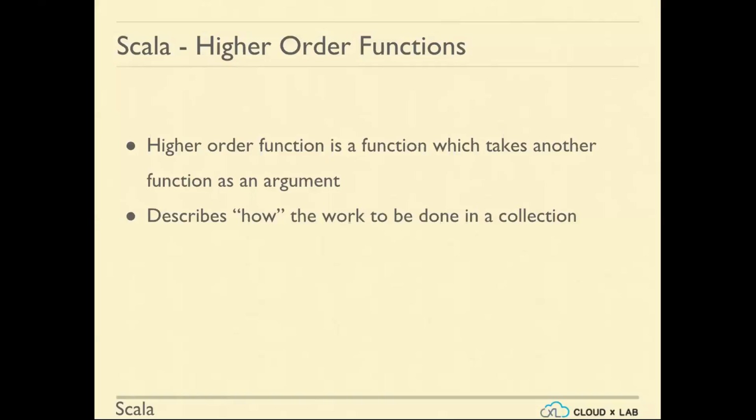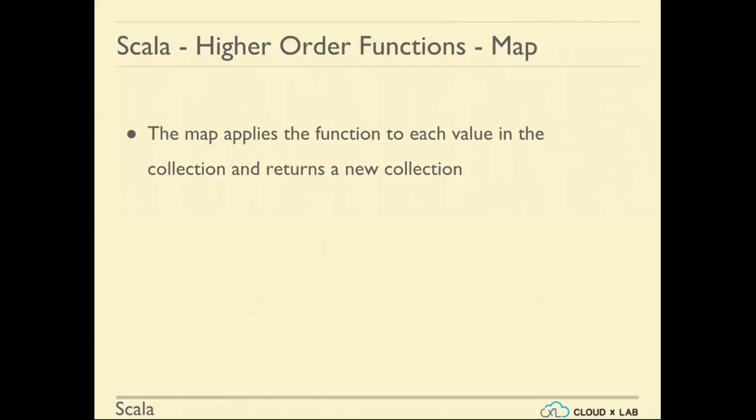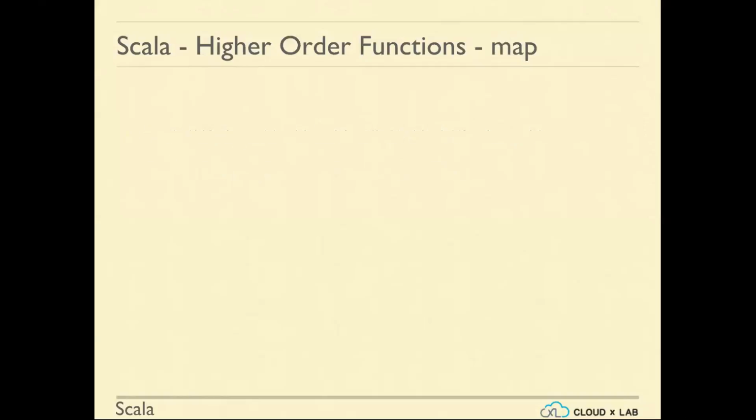Say for example, there's a higher order function called map. This is not the same as the map collection that we just studied. This map is a function. What it does is it takes a function argument from you and applies that function again and again on every element of the collection. So this map is not a collection, it's a higher order function, and it applies the function to all the values, right?